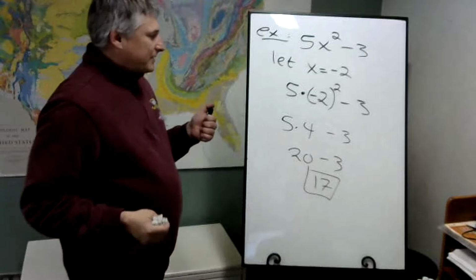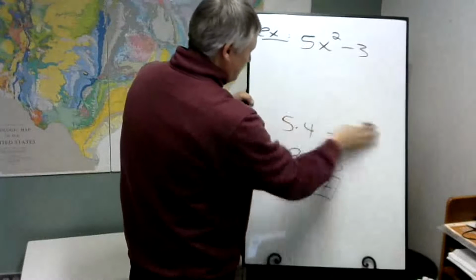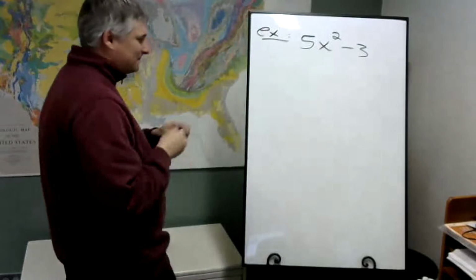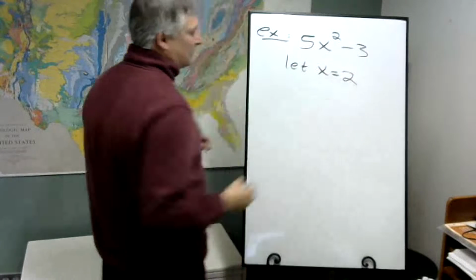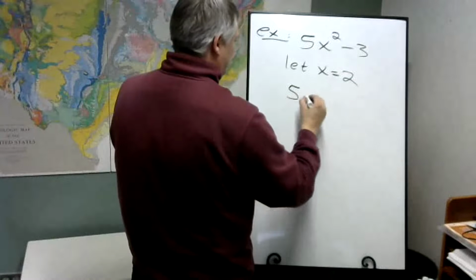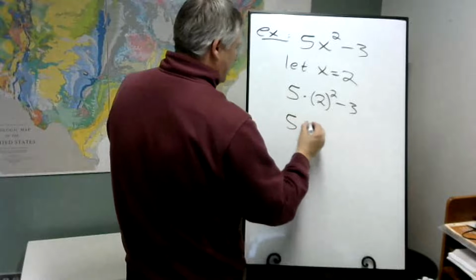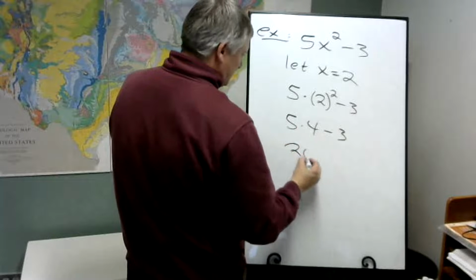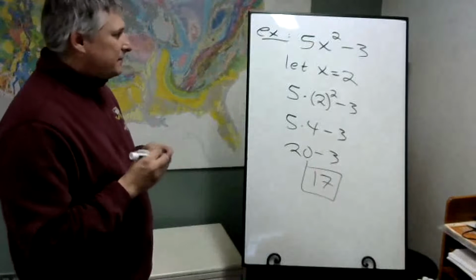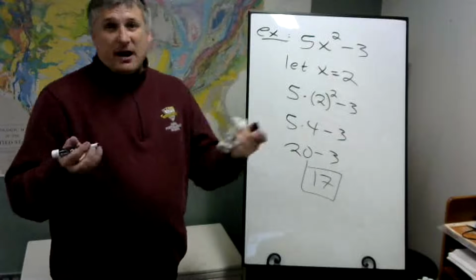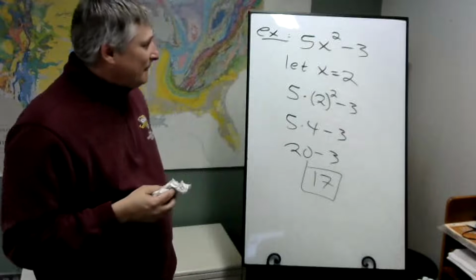Now, let's say we let x be +2. So we had it -2. Let's let it be +2, and this is what happens. So we get 5 times 2 squared minus 3, or 5 times 4 minus 3. 20 minus 3, and again we get 17. So sometimes, even with different numbers for x, the expression will have the same value as it has for some other value of x.